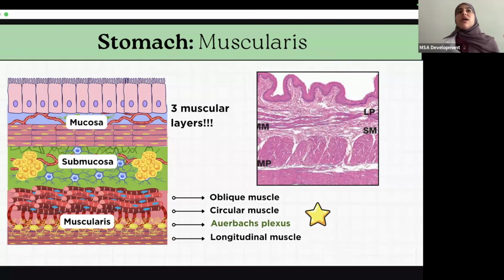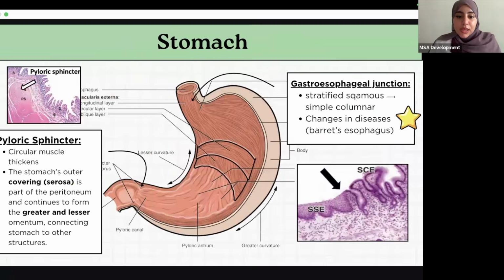Before, we talked about the esophagus. It had circular and longitudinal. However, the muscularis externa in the stomach has three muscles because it's so important to move the food around. So it has oblique muscle, circular muscle, and between circular muscle and longitudinal muscle, what did we say existed? Auerbach's plexus. So the stomach is the only place with three layers of muscularis externa, or like an external muscle area.